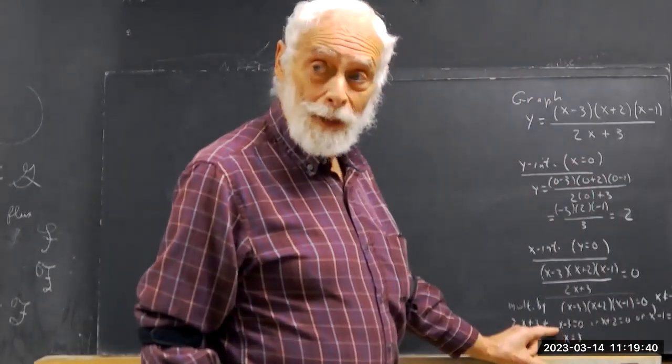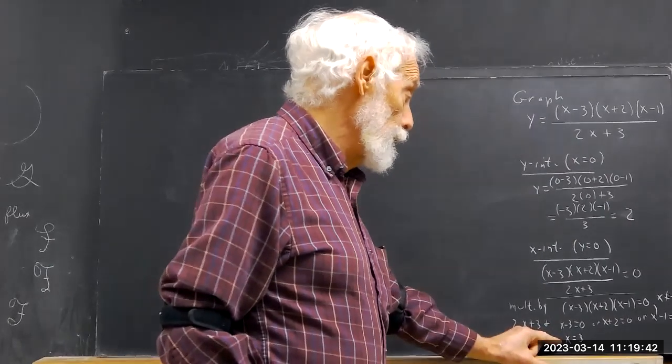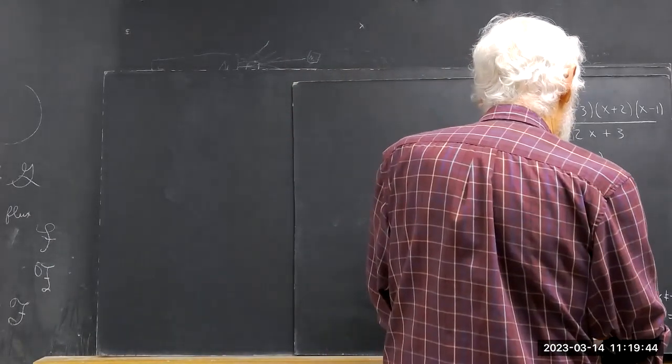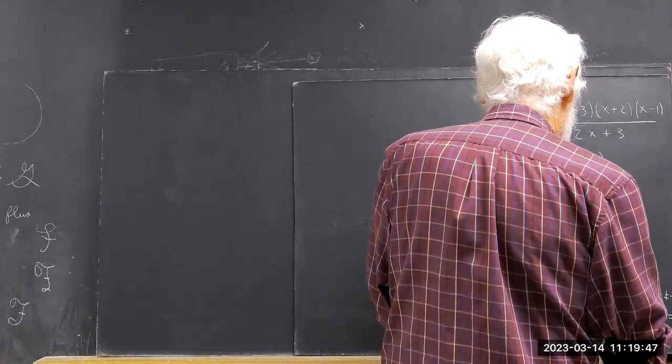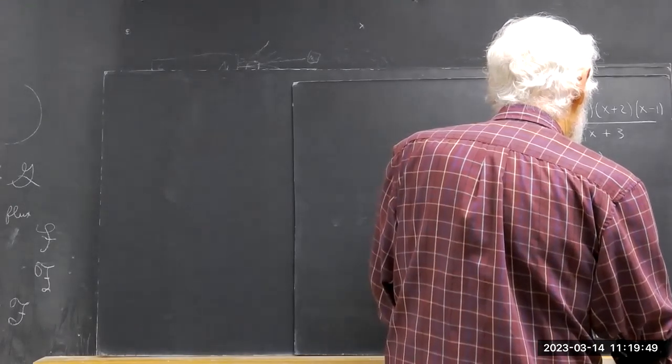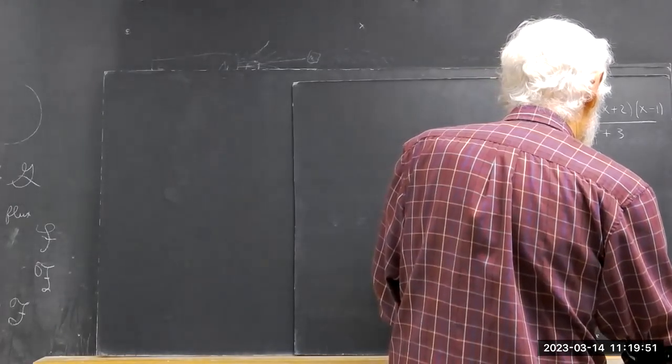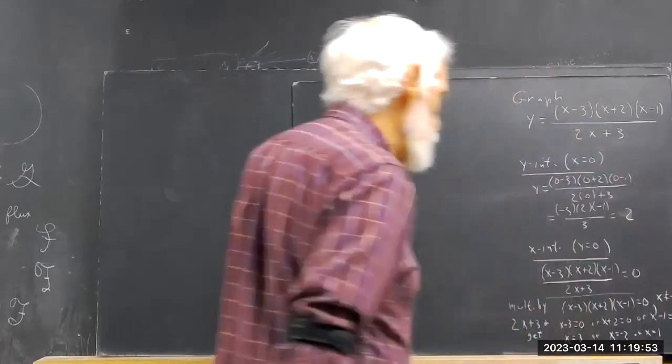Okay, x minus 3 equals 0. Solve that. We get x equals 3, or x equals -2, or x equals 1.